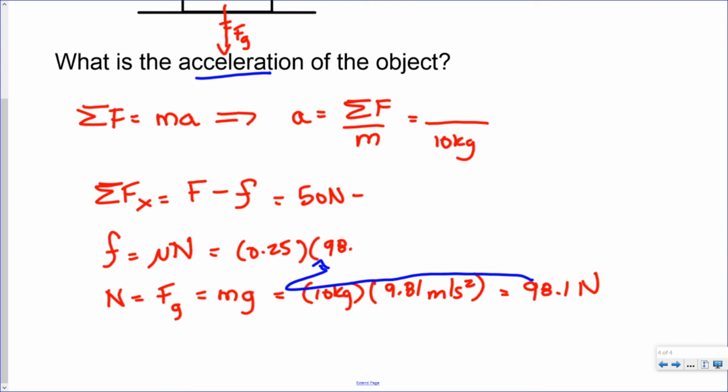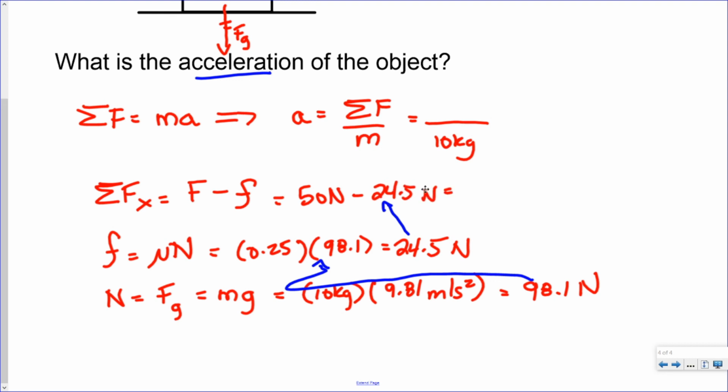So 98.1 times 0.25, what does that give me? I'm actually going to have to pick up my calculator here, times 0.25, gives me 24.5 newtons. All right, what are we doing with that number? Why'd we bother getting that? Because we're going to substitute that right into here, because that's the force of friction. So we have 24.5 newtons.